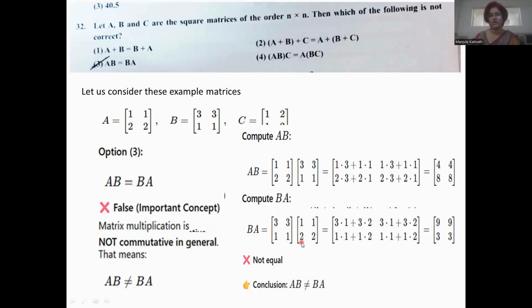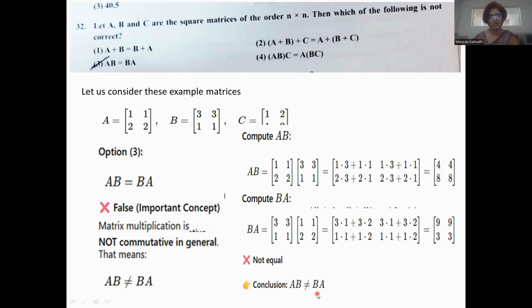So 1 into 1, 1 into 2, that is 3. Here we have the first row with the first column, first row with the second column, second row with the first column, second row with the second column. So 9, 9, 3, 3. So first A into B is 4, 4, 8, 8, and B into A is 9, 9, 3, 3, which is not the same. So here the commutative property on matrix multiplication does not hold good.